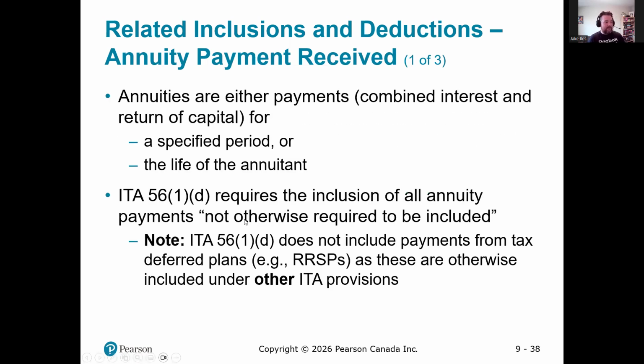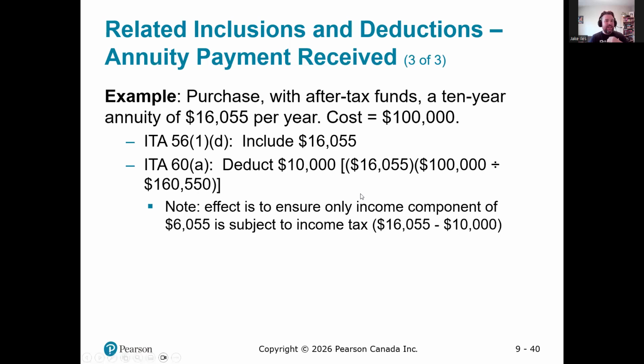So that's what they mean by all annuity payments not otherwise required to be included. The annuity payment has to pay back my original amount. Anything on top of that is extra. It's extra income. So I received $16,000, I paid $10,000 for it, so I have income of $6,055.